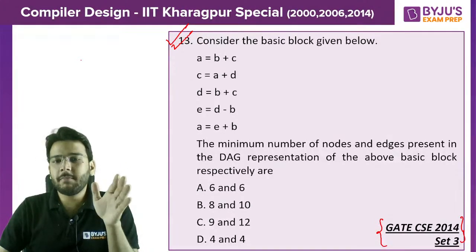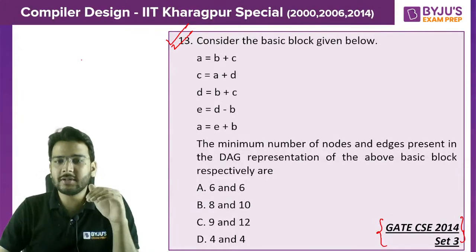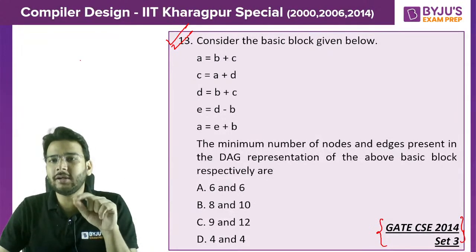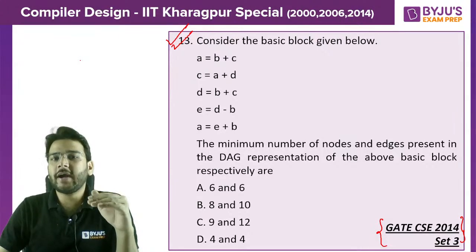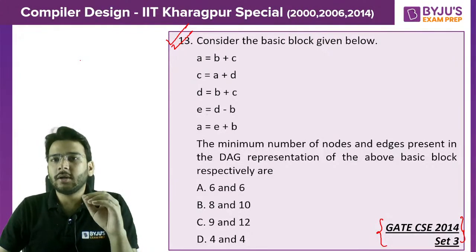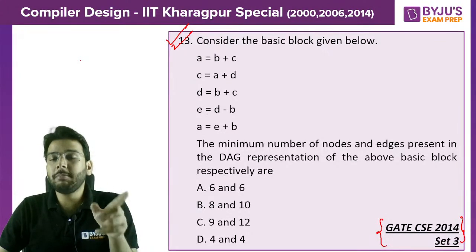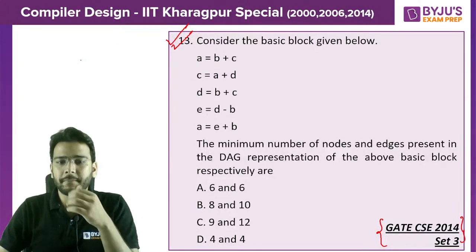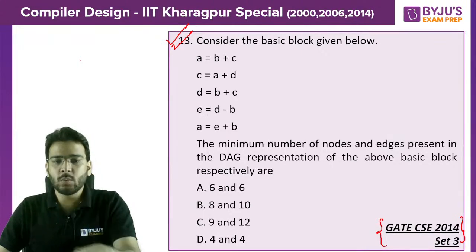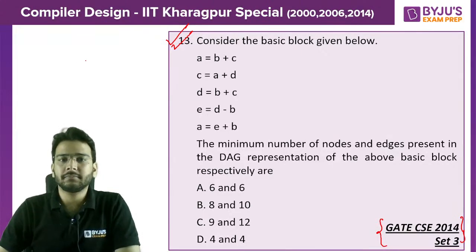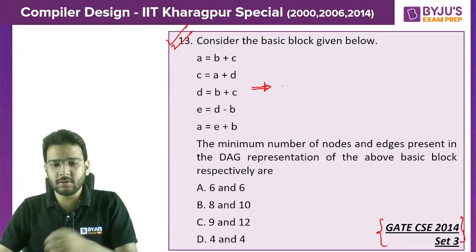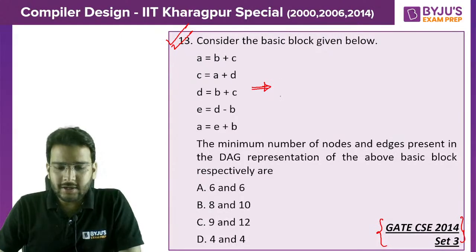Guys, keep this in mind: whenever three address code is given to you and you have to write the DAG, always find out the expression. On the basis of the expression, it will be easy for you to make the DAG. Okay? Yes guys, what should be the answer here? Convert this given three address code into an expression. Yes, Raja is saying B only.